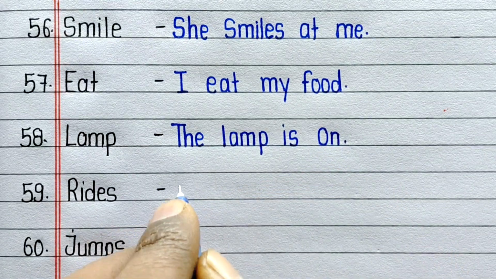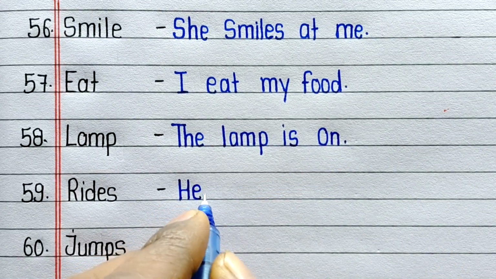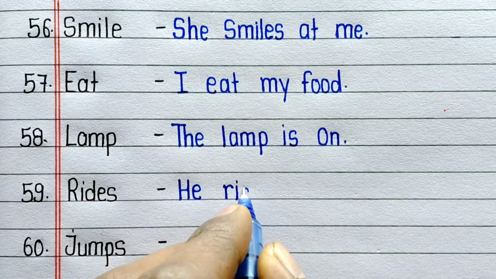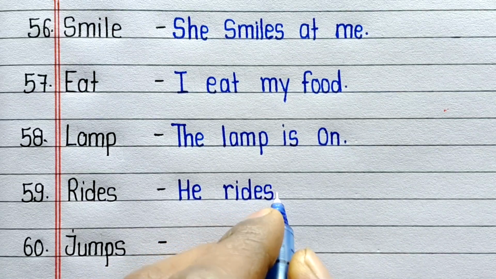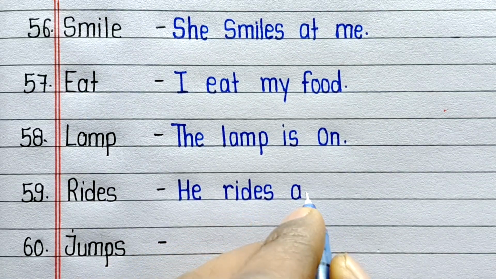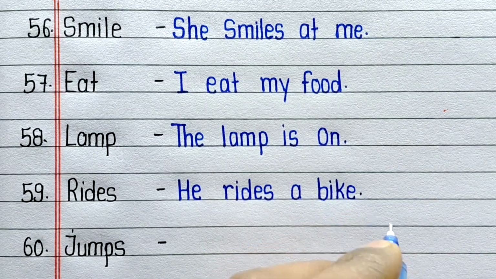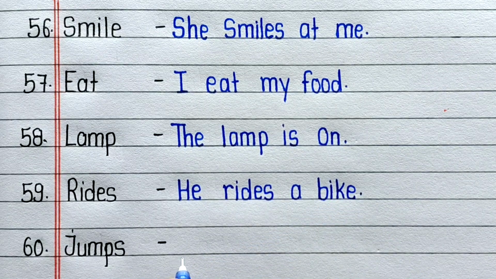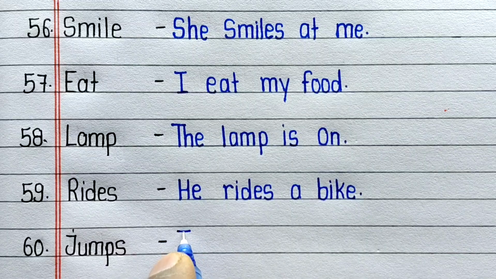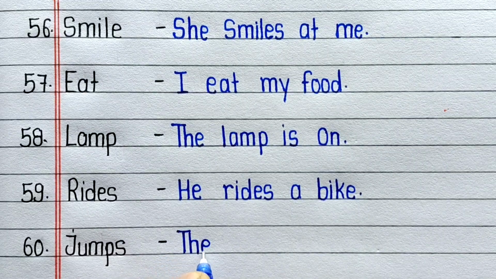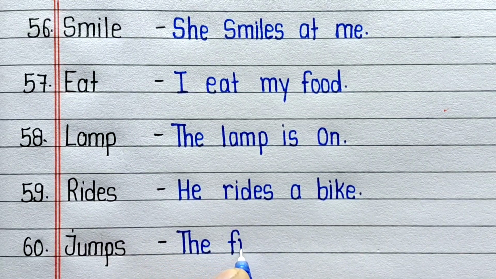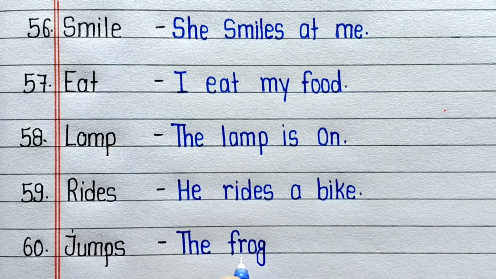Lamp. The lamp is on. Rides. He rides a bike. Jumps. The frog jumps.